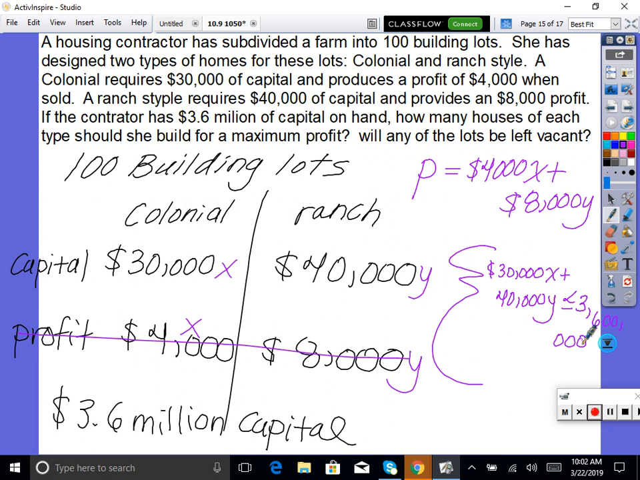Okay, we've got to have another true statement because it's two variables. x stands for the number of colonial houses. y stands for the number of ranch houses. Yeah, 100 lots, isn't there? 100 lots. So our next true statement is x plus y equals 100. Okay, good. Now, technically, we're going to do less than or equal to 100 because they could build, I guess, fewer houses technically, but it is going to be equal to. So less than or equal to 100.